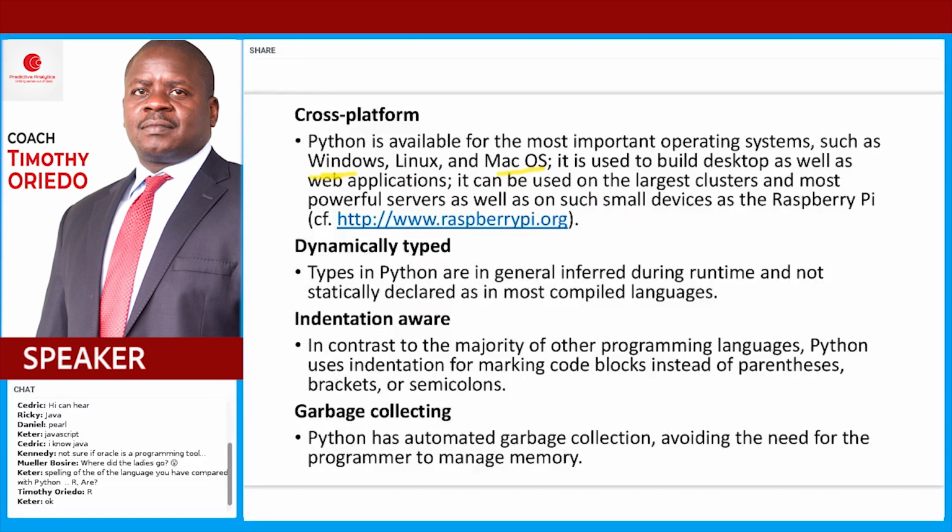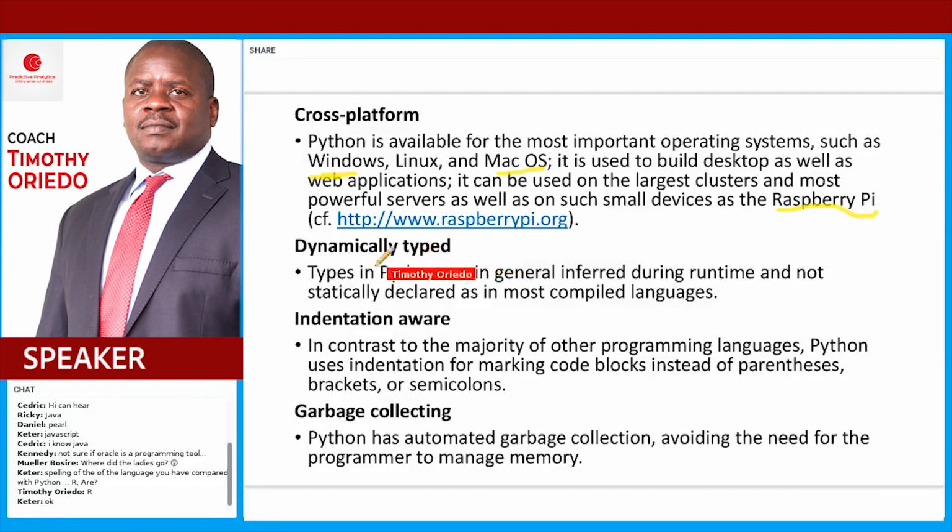It can be used on large clusters and the most powerful servers, as well as small devices like the Raspberry Pi. How many of you have heard about the Raspberry Pi? It's a small device with low computational power. It's so cheap, it costs something like 500 shillings, but it can be used to build technologies like CCTV cameras, low latency detection devices, and IoT. I even saw someone building a Netflix receiver out of a Raspberry Pi. So some Python code is written and fits into the Raspberry Pi.